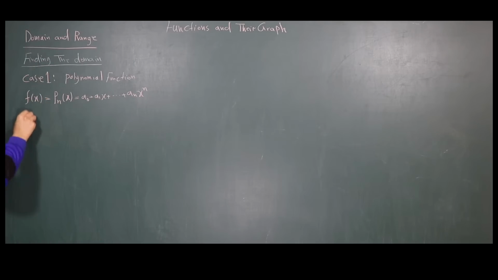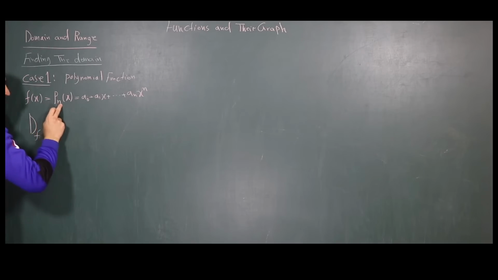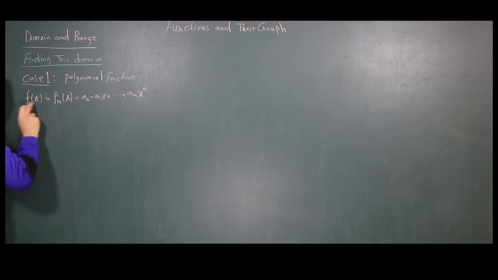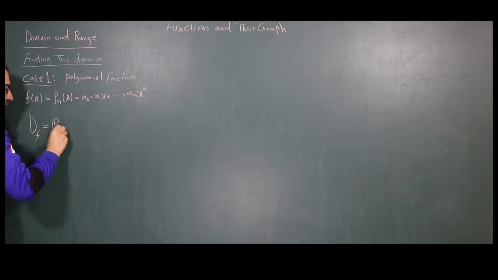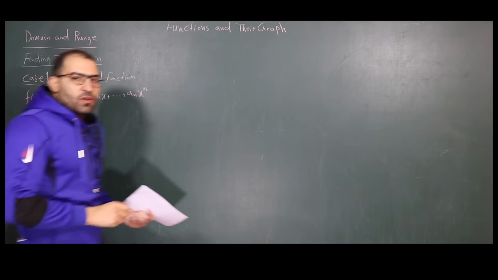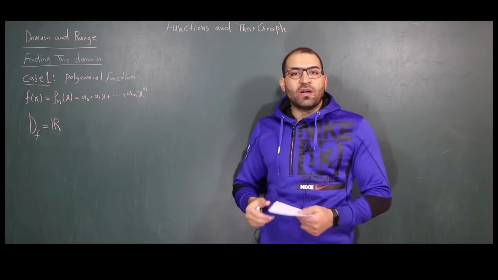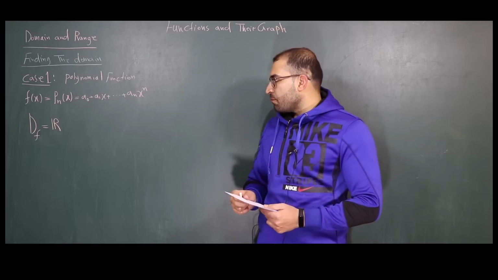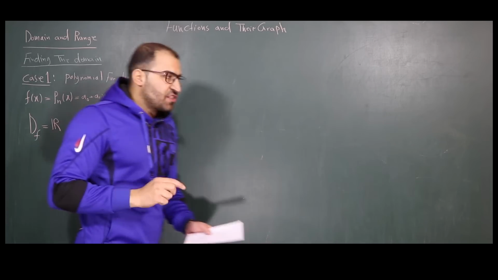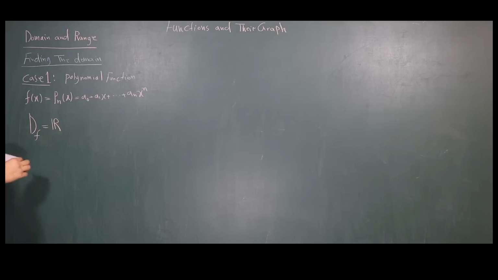So to find the domain of a polynomial function, the domain will always be R, because we have no problem feeding any real number to the polynomial. The result will always be well defined. This is the easiest, almost a trivial case.